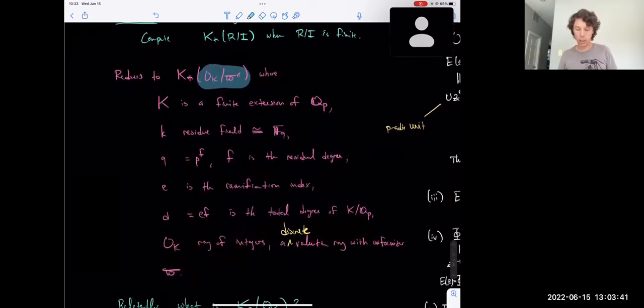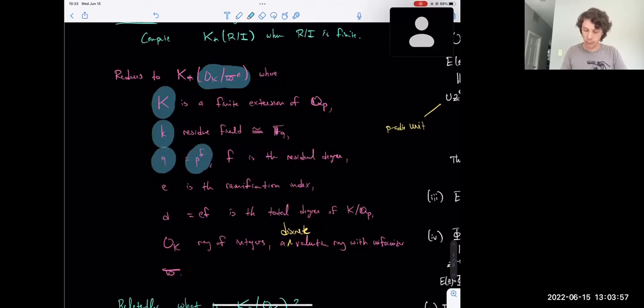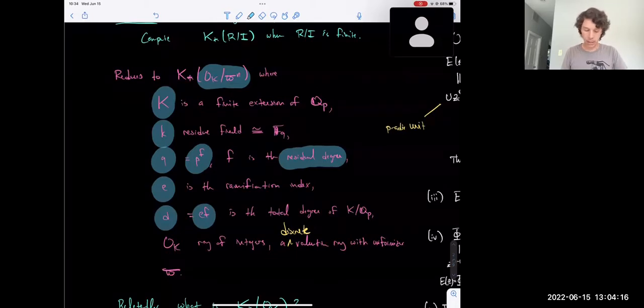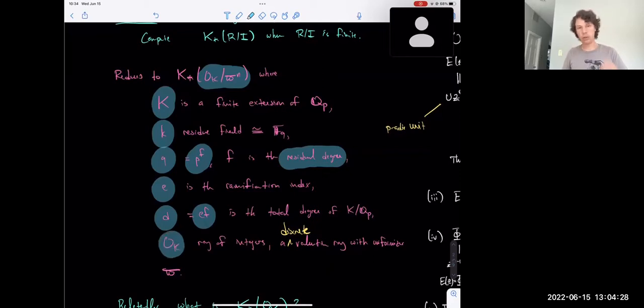So let me fix some notation that is going to come around for the rest of the talk. We're interested in finite extensions K of the p-adic rational numbers. The residue field will be k, which is F_q, a finite field with p^f elements. f is called the residual degree, that's the degree of the extension of residue fields. e is the ramification index, which I haven't defined yet, but it satisfies this equation: K is a degree d extension of Q_p, and e is d over f, if you like. There are other ways of defining it. O_K is going to be the ring of integers. It's a discrete valuation ring with some uniformizer pi. It doesn't particularly matter for us today what that uniformizer is.